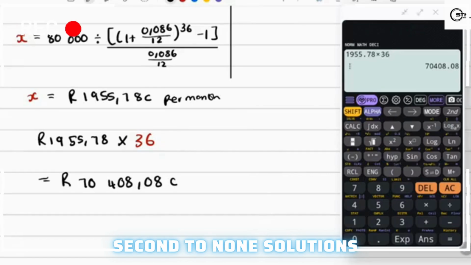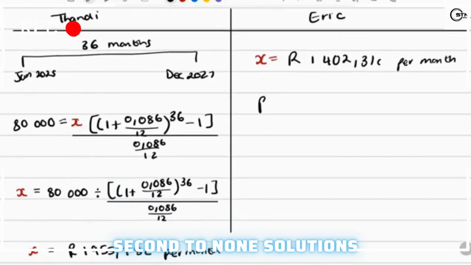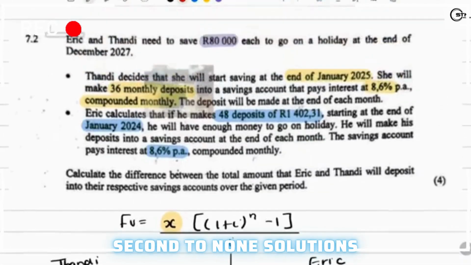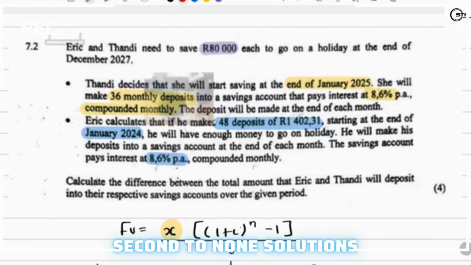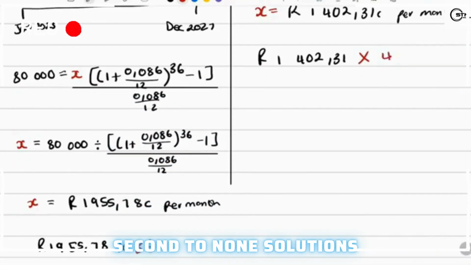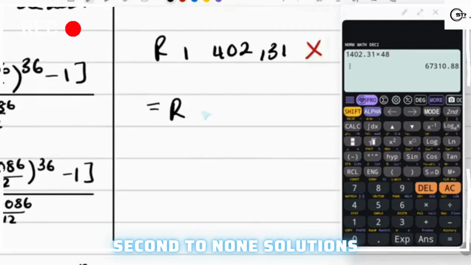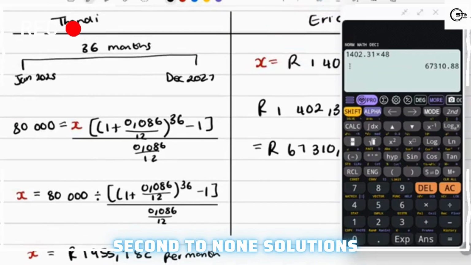Now let's also see how much Eric pays. This is the amount that he's paying per month. They gave us that already, so we just multiply by the number of months he pays it for. Eric made 48 deposits, so clearly he made more than her, and he started earlier than her. So this is how much he is going to pay: 67,310.88 cents. Very interesting.